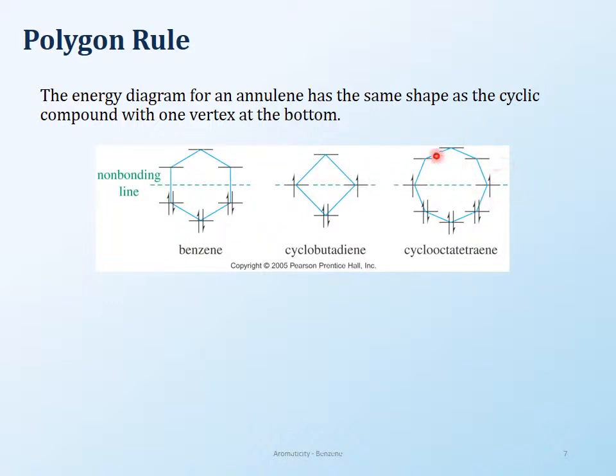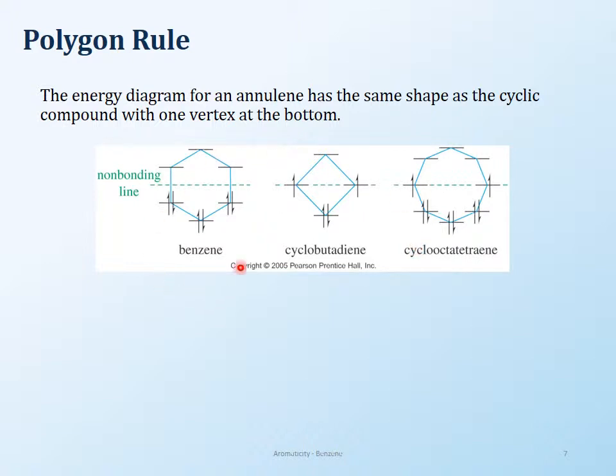When you draw the Frost circle for cyclooctatetraene, it is very similar to cyclobutadiene in the sense that you have the complete molecular orbitals over here which are completely filled in, but then on the anti-bonding line you have 1 electron each, whereas in benzene you don't have that. So you can pretty much draw out this kind of a Frost circle for any cyclic compound and then figure out if it is going to be aromatic or not.